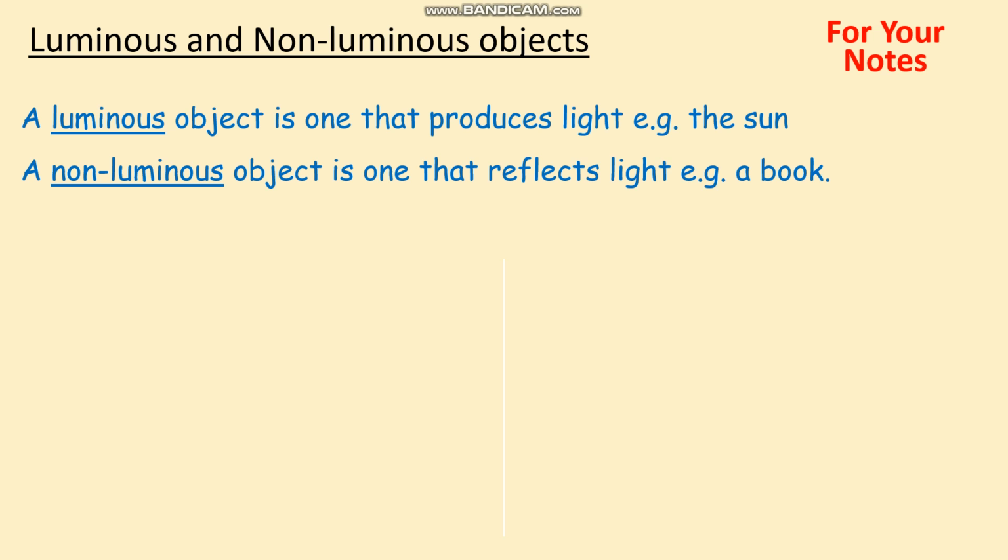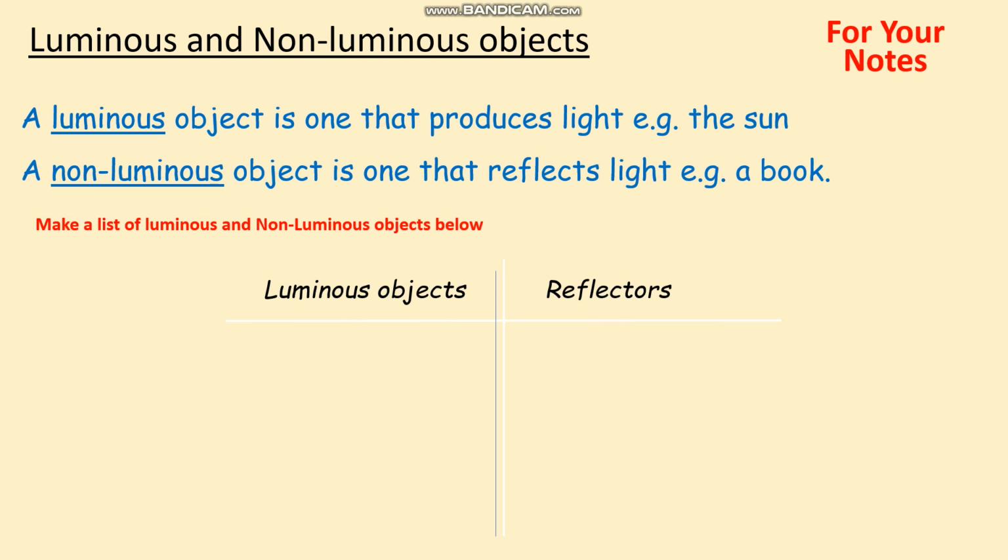Okay, so what I'd like you to do now is underneath the two statements there in blue, write down a list of luminous objects and place them in a table here, and non-luminous objects, or so-called reflectors, here. So just pause the video, jot down 4, maybe 5 for each column, and then I'll give you some examples. Pause the video now.